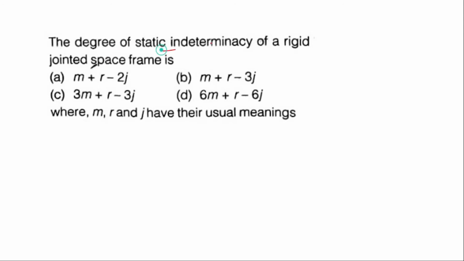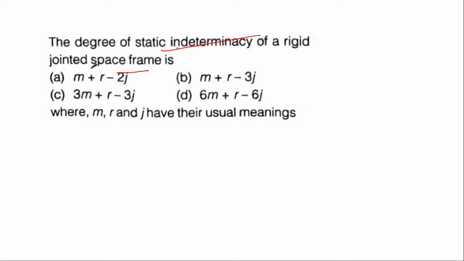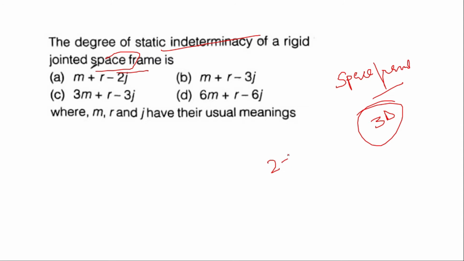The degree of static indeterminacy of a rigid jointed space frame is. Degree of static indeterminacy of a rigid jointed space frame. It is given space frame. Okay, so whenever a space frame comes, you should recognize it as a 3D frame. 2D frames are normally like this, this I can show you. These are the 2D frames, and 3D frames you can see act like this. These are the 3D frames which you can see.